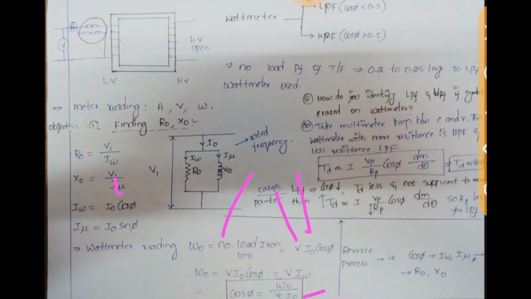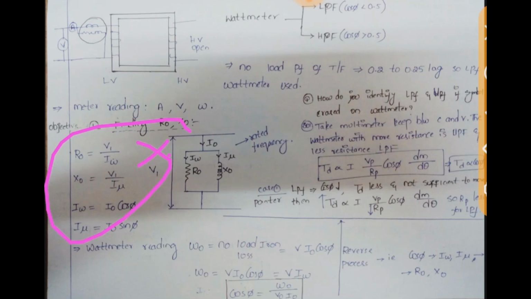Cos phi you have found. I naught into cos phi, I told you, is IW. This is the second step to find IW and I mu. What is the third step? You know V1 by IW is R naught, V1 by I mu is X naught. Hence you find R naught and X naught. This is our first objective, it is met.